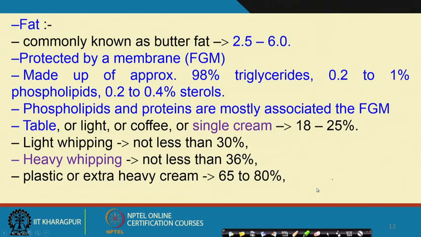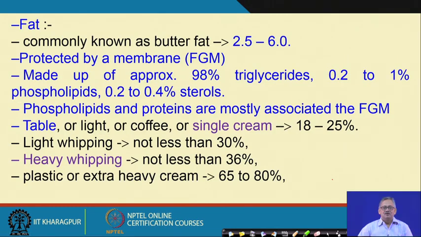So, water is one of the major constituents of milk. Then fat, commonly known as butter fat. This fat varies in milk, maybe around 2.5 to 6 percent. We have seen in the earlier classes that it varies very widely depending on the source, the species, and the place.